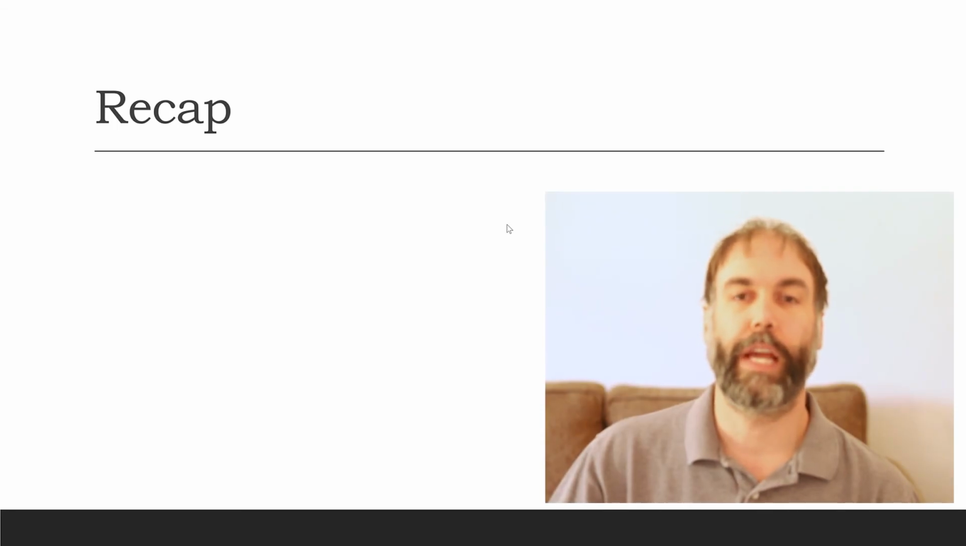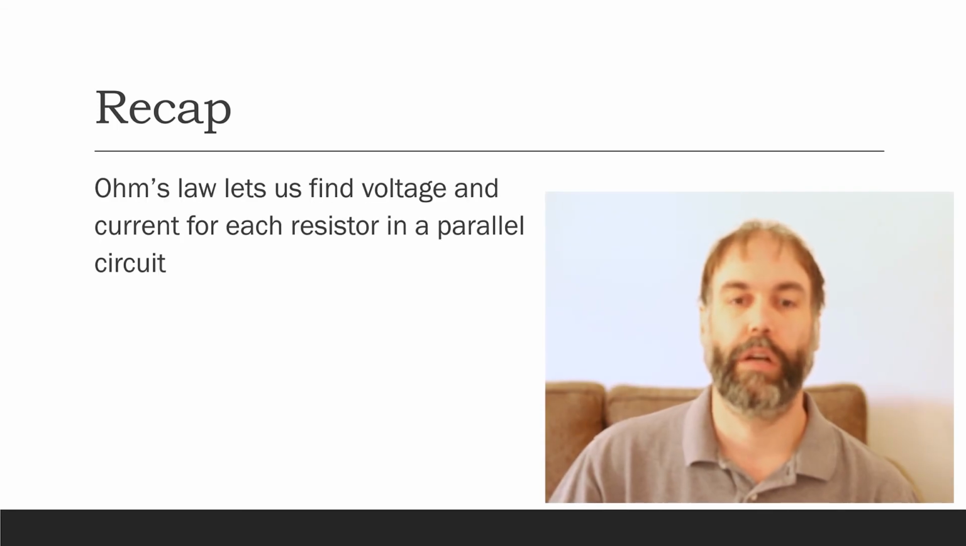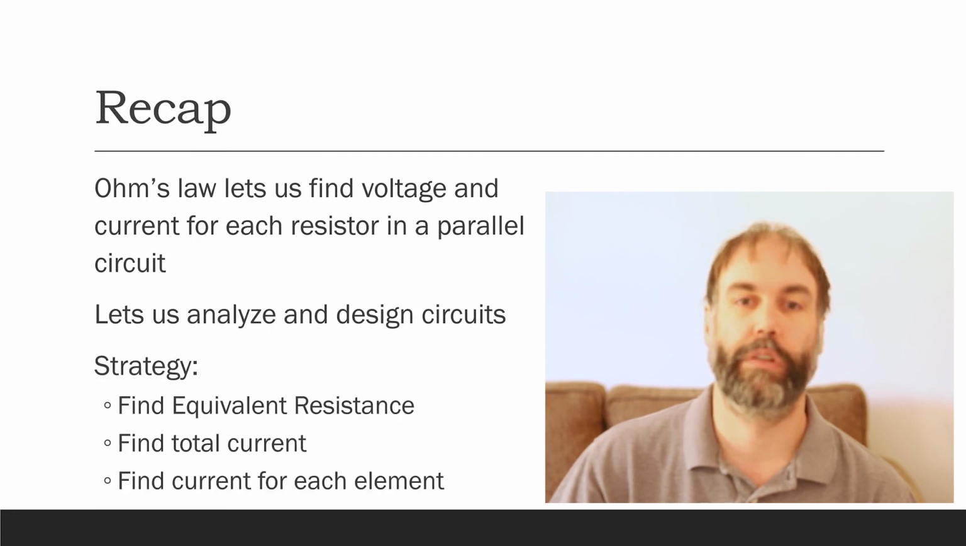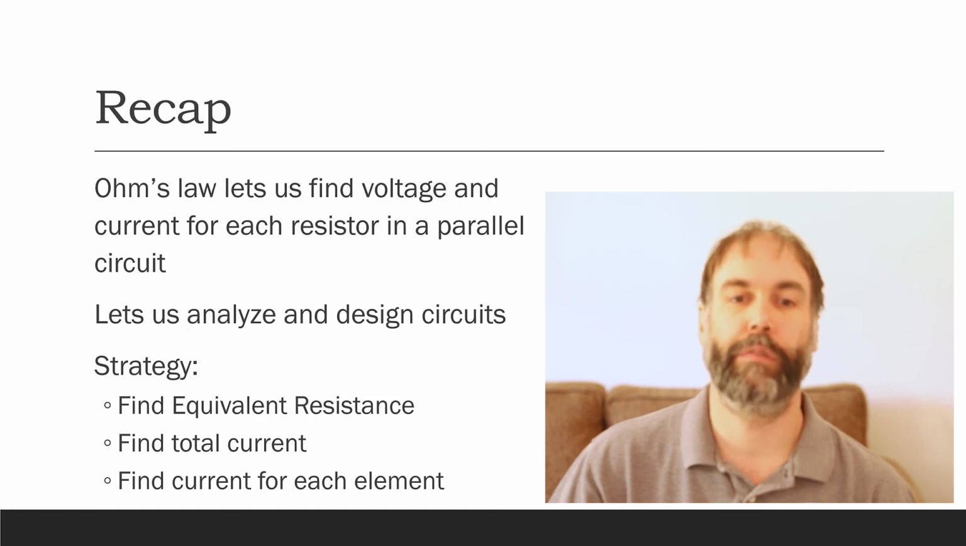Now let's briefly recap what we learned today. Ohm's law lets us find the voltage and current for every resistor in a parallel circuit. Knowing these voltages and currents allows us to analyze existing circuits and also to design our own circuits. The basic strategy for using Ohm's law in a parallel circuit is to find the equivalent resistance for that circuit, then find the total current in that circuit, and then find the current for each element.